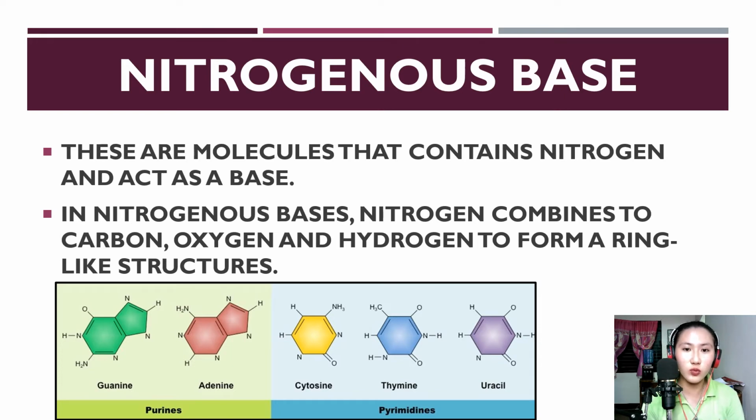So there are two types. First is the pyrimidines. So it is the single ring. So there are three types of pyrimidines. First is the cytosine, thymine, and uracil. Next is the purine. So these are the double rings. So there are two types of purines, the guanine and the adenine.